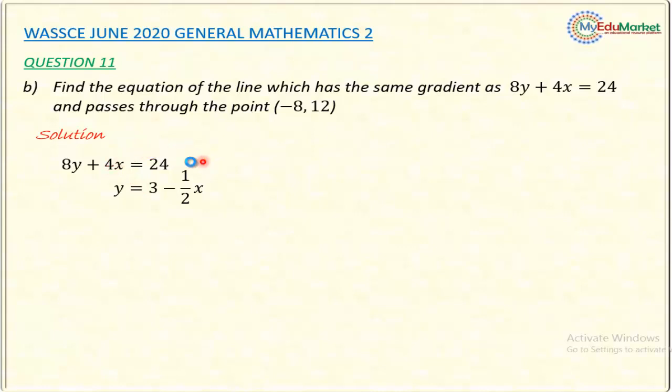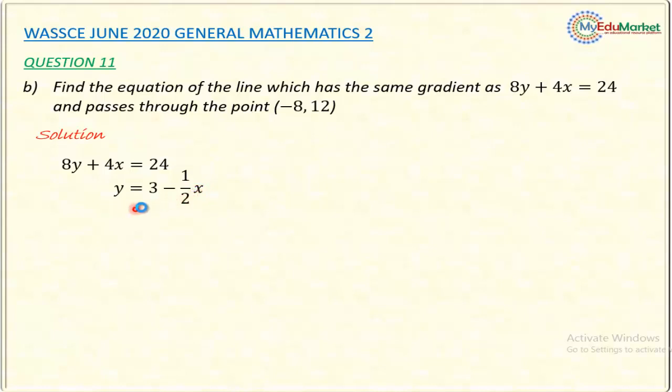Taking 4x to the right hand side, you have 8y equals 24 minus 4x. So dividing both sides by the coefficient of y, which is 8. Dividing 24 by 8 gives answer 3. And dividing 4x by 8, we will now have answer 1 over 2, because 4 in 8 is 2. So you have 1 over 2x.